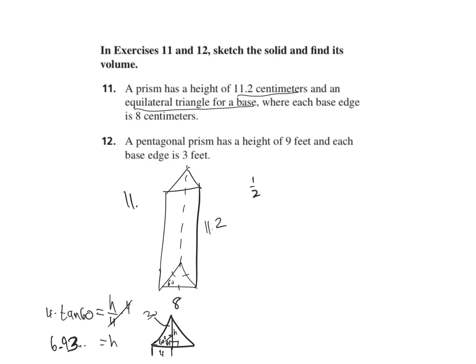1/2. The base is 8. The height is now 6.9282, and so on. So that will give me the area of the triangle, and then times 11.2. Okay, so let's take that long number, times 8, times 1/2, 0.5, and multiply that by 11.2. And we get 310.38 cubic feet.